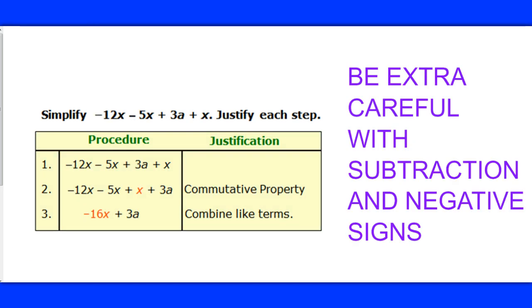Okay? Be extra, extra careful when you have subtraction signs and negative signs. So I'm going to put these two together. Remember, we can take subtraction and make it plus the opposite. So a negative 12x plus a negative 5x is a negative 17x, plus a positive 1x is a negative 16x. The a is not a like term, so it doesn't get to be added with it. That's it.